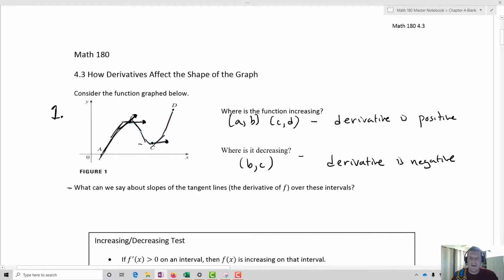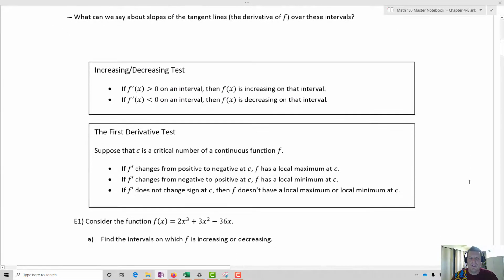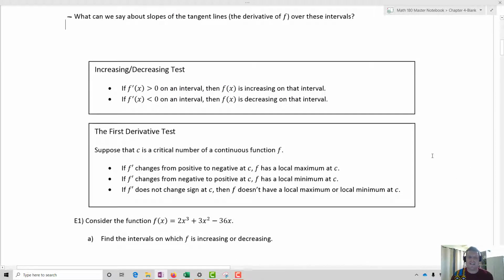All right, so let's put this into more concrete, more mathematical terms. We'll have this increasing/decreasing test. If f prime of x is greater than 0 on an interval, then f of x is increasing on that interval. There it is. f prime of x is positive, f of x is increasing on the interval. If f prime of x is less than 0 on the interval, then f of x is decreasing on that interval. That's the second part. So that's how we determine whether or not a function's increasing or decreasing.